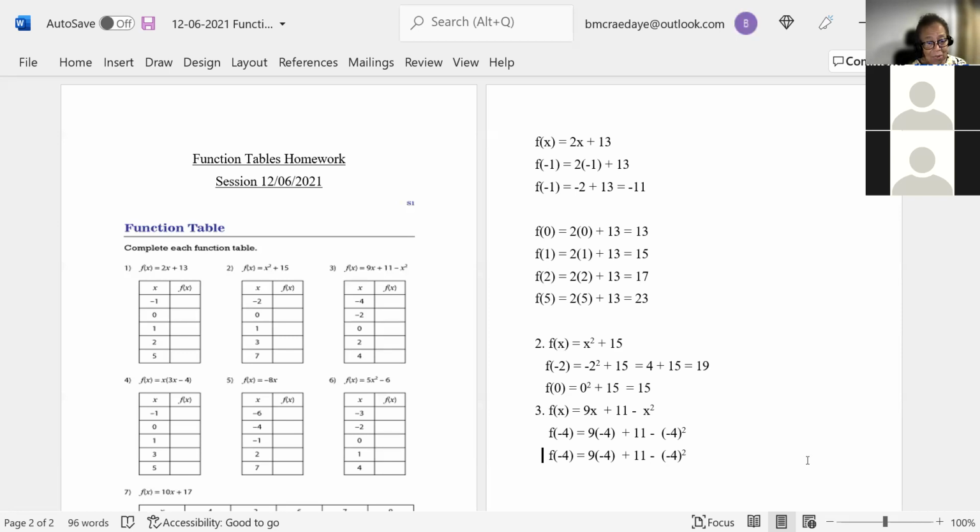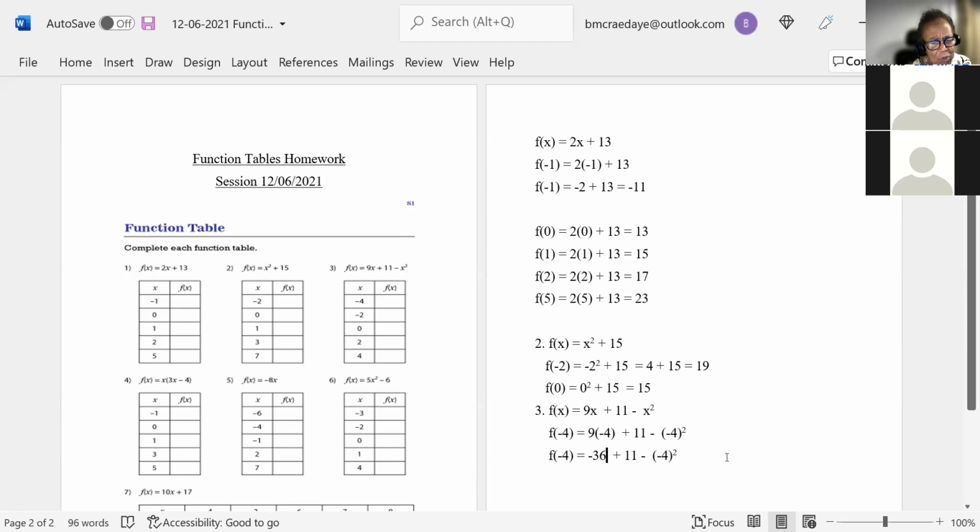2 9s or 18, and then 4 9s would be twice 18, 36. So 9 times a minus 4, and since that's plus times minus, that would be a minus 36. Minus 36. Okay, plus 11. What's a minus 4 times a minus 4? That's the minus 4 squared. What's that equal to?